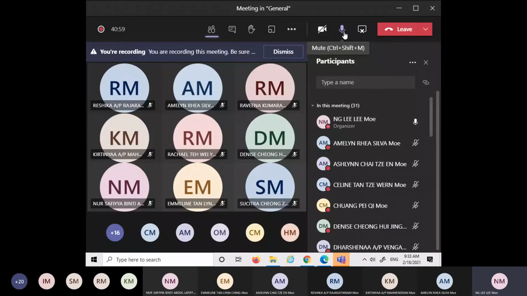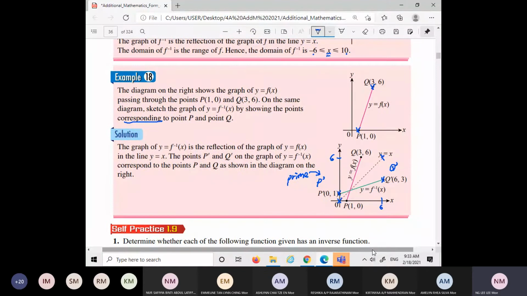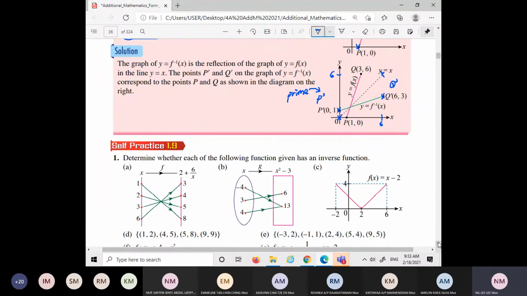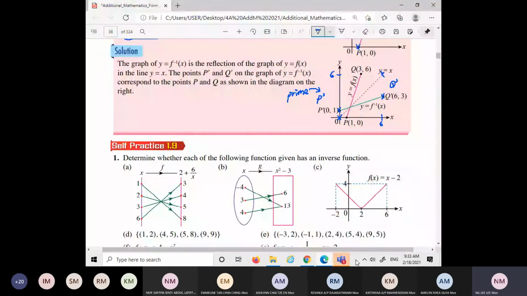Okay, come back already? Let us go back to the text. So 1.8, that day 1.8, now 1.9. So this one, 1.9, will be your homework.